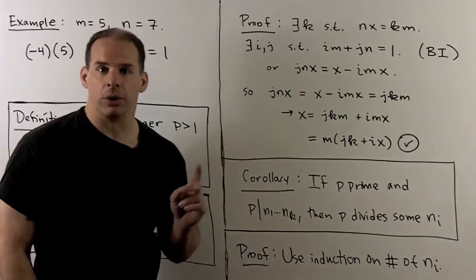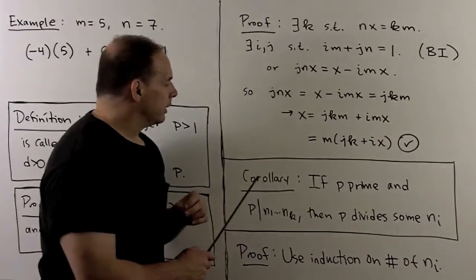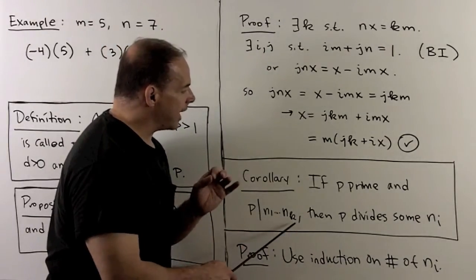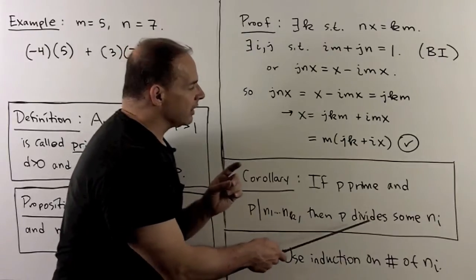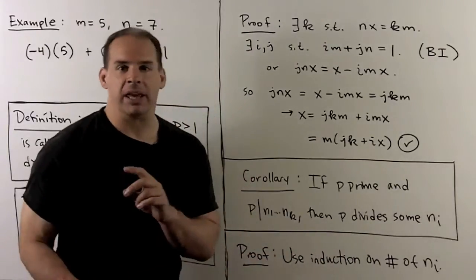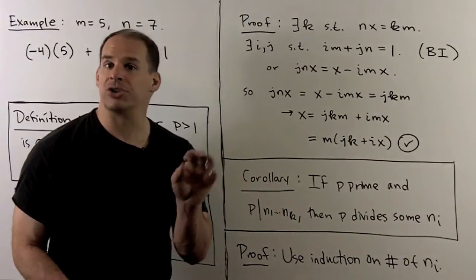So that's our result. Now, corollary: if p is a prime and p divides the product n1 through nk, then p divides at least one of the ni's. This is just going to be an application of our proposition. It's a straightforward induction, so I leave it to you.